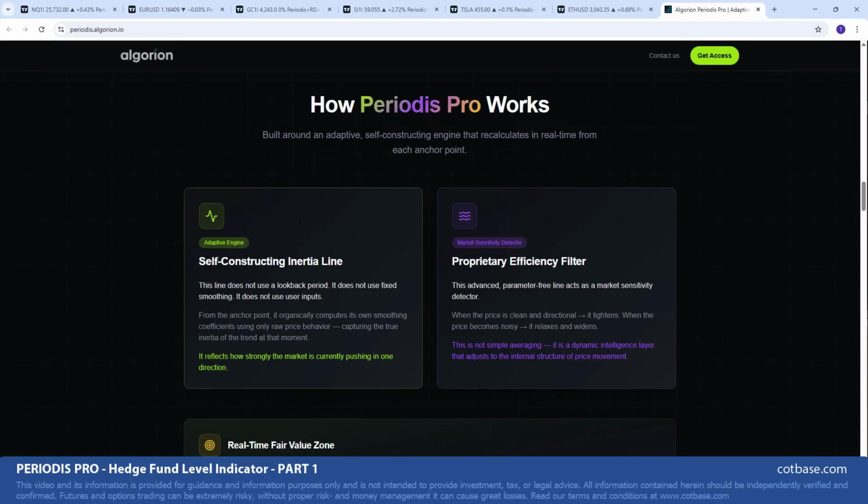Okay, and I'm hopping over here because I found that in Algorion, this section really speaks to its depth and value. So I would say that these words are the most important part. There's no parameters or anything like that. The market dictates how these lines, and you're going to see the lines in a second.